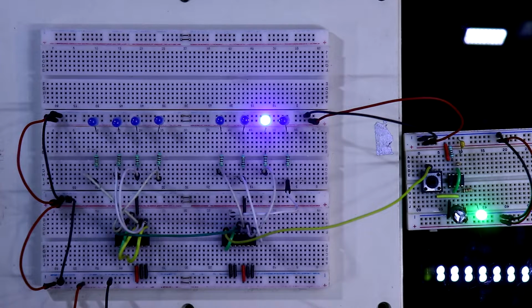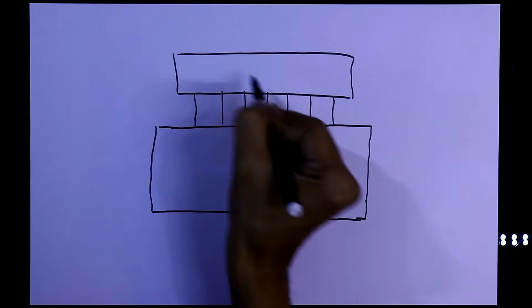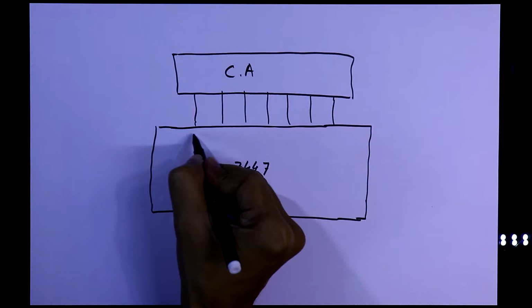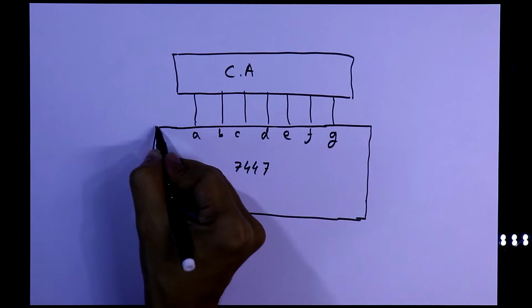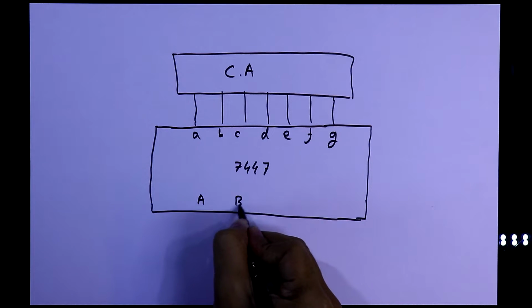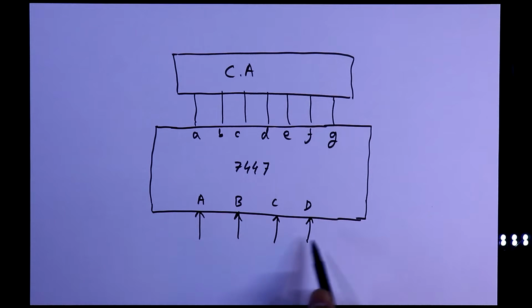Now if you want to add the display, then you need 7447 for common anode display, and for common cathode display you have to use 7448, and I already explained these ICs, link in the description below. You just have to connect this ABCD to the input of that 7447 or 7448. Here is IC 7447. This is a common anode display, and these are A, B, C, D, E, F, G. These are display pins, and the inputs are A, B, C, D.